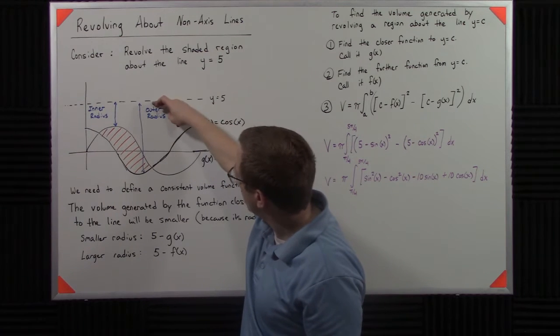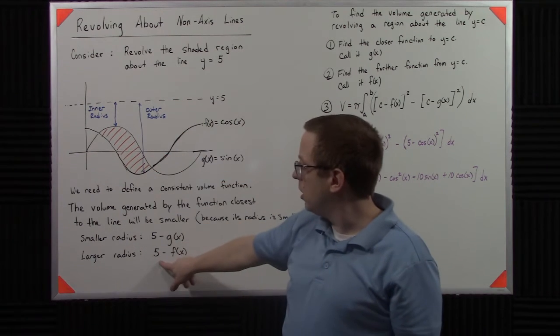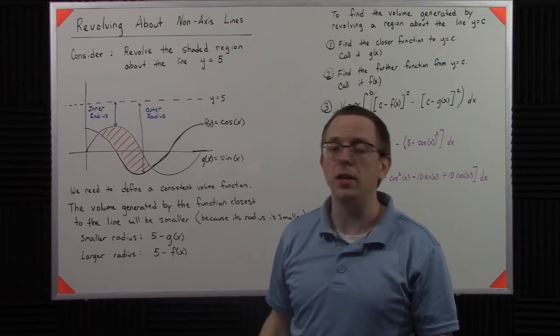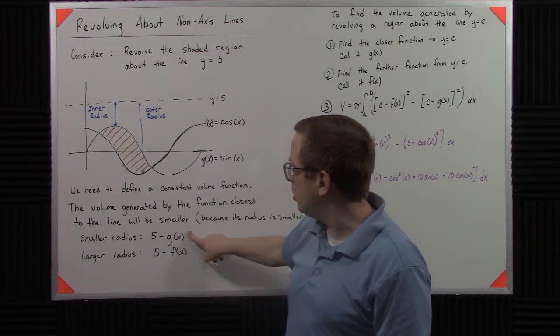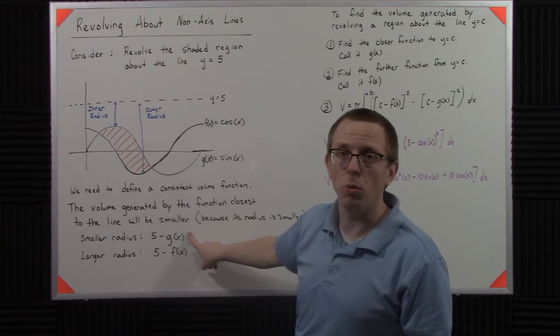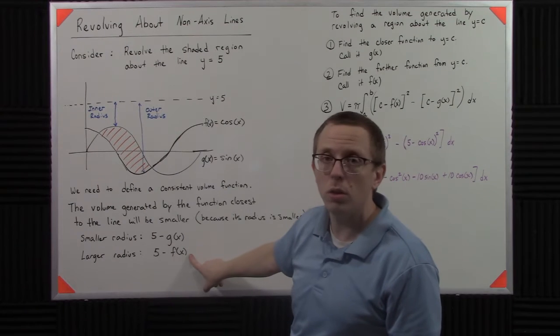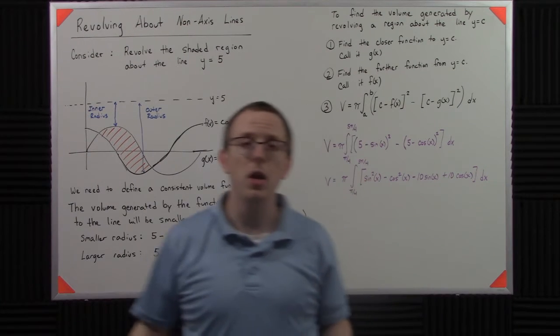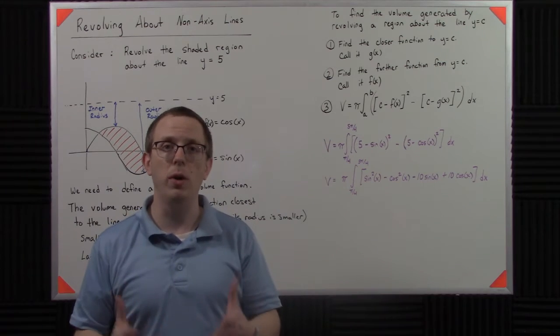The distance from the line to the function. So in that case, it's 5 minus f of x. Now, in this case, the one that was closer, we're calling g of x. The one that's further away, we call f of x. So let's figure out a systematic way to do this.